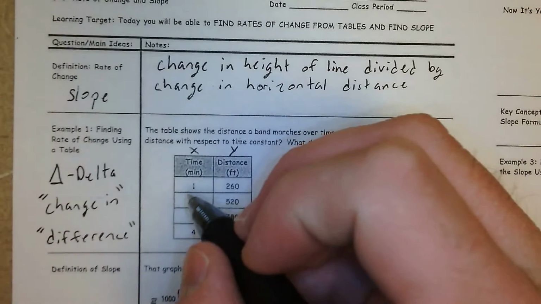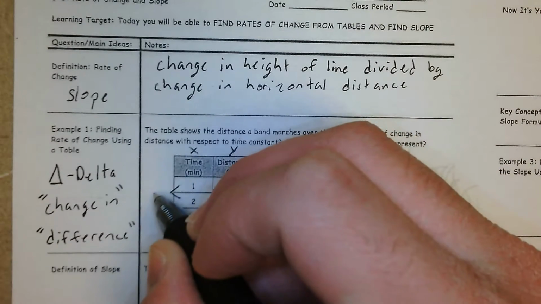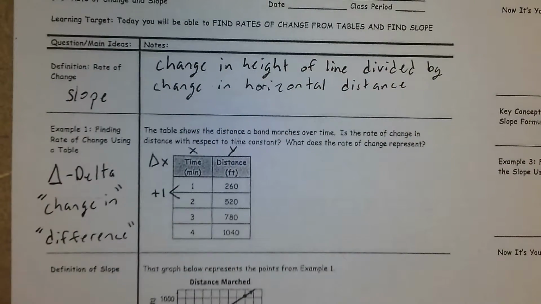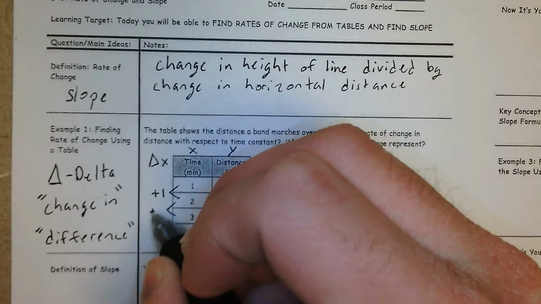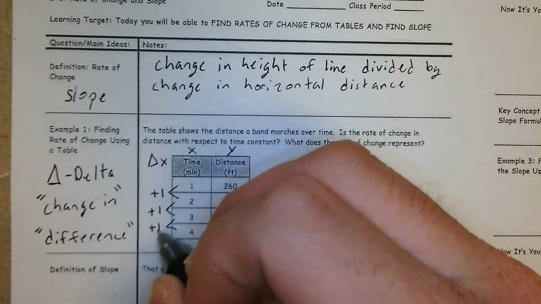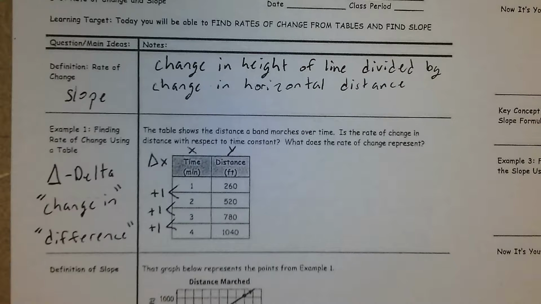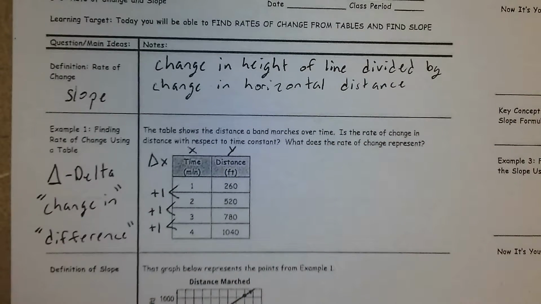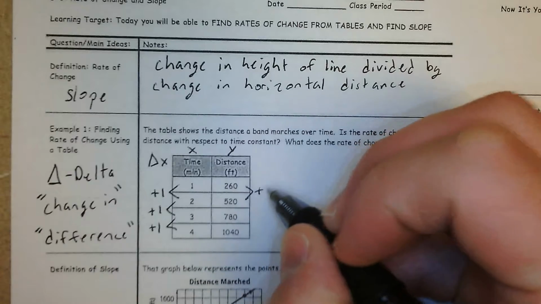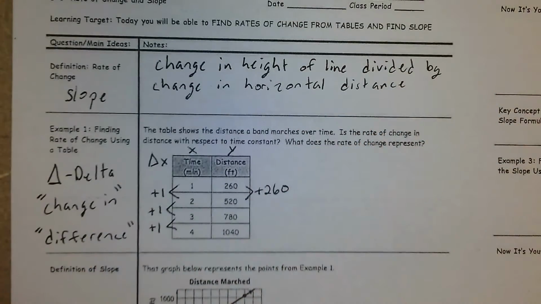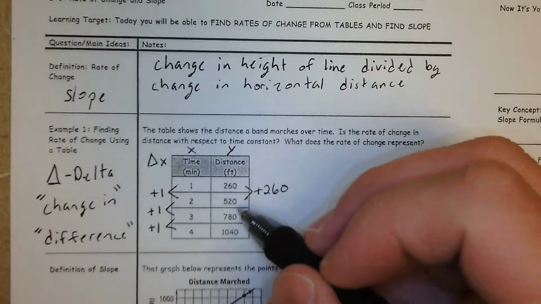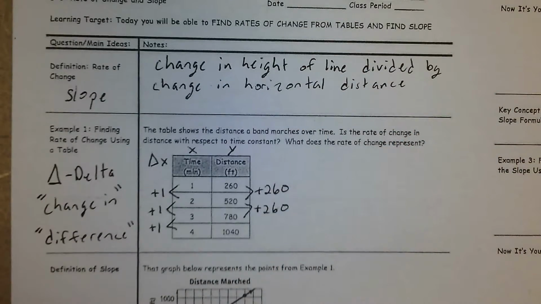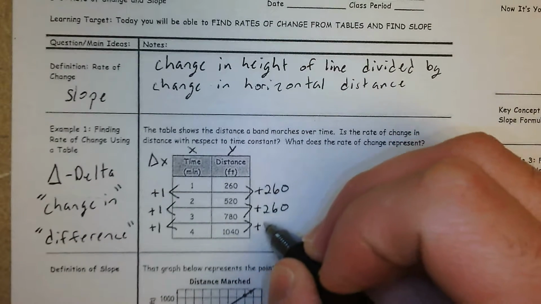So let's take a look at how the x changes first. To go from 1 to 2, we add 1. Over here, that's where we would put our delta x, our change in x. To go from 2 to 3, we're doing plus 1. To go from 3 to 4, it's plus 1. To go from 260 to 520, that's going to be plus 260. To go from 520 to 780, we would take 780 minus 520, and that's plus 260. 780 to 1040 would be plus 260.